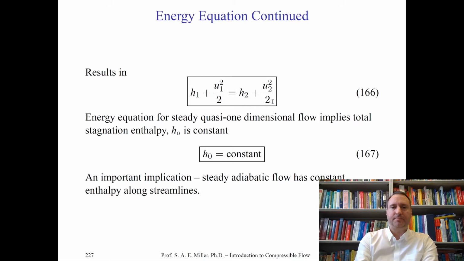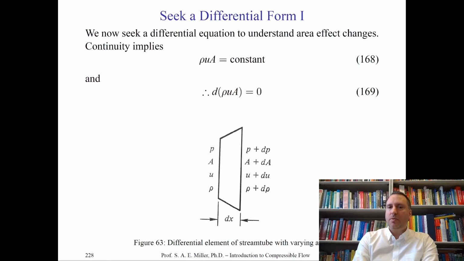Now, let's look at a differential form of this law. We've already derived three algebraic equations, which can be used to solve flow along particular stream tubes, which is wonderful. You would still have to close them, of course, with a gas law, because it's a compressible flow problem, and we have variables of pressure, temperature, velocities, and densities.